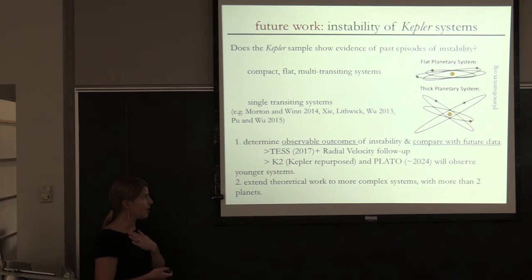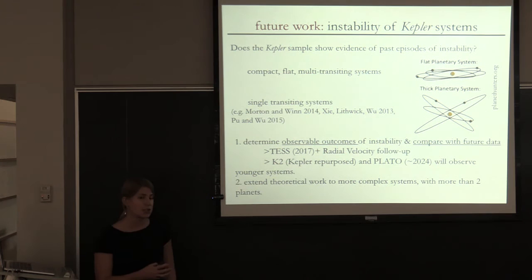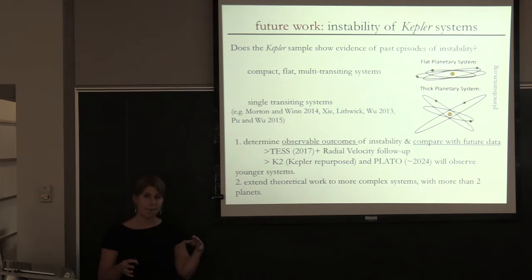And then also K2 and PLATO, which is a future mission. K2 is the Kepler mission, which failed but has been repurposed to study stars along the ecliptic. And PLATO is going to cover a large field of view. These are going to be targeting different stellar populations, and in particular, for some areas of the sky, younger stars. So you can start to see if there are observable properties of the planetary systems that are a function of the star's age. And that can also be used as a way to test whether or not instability is important.